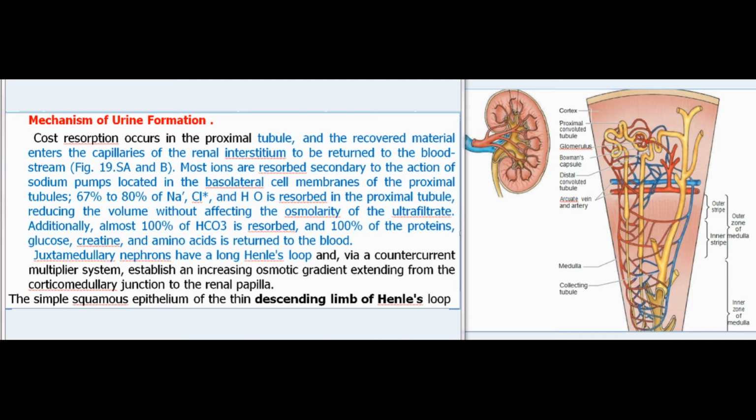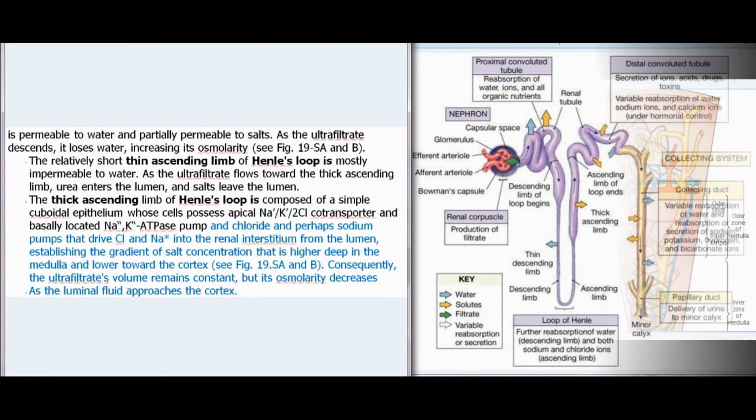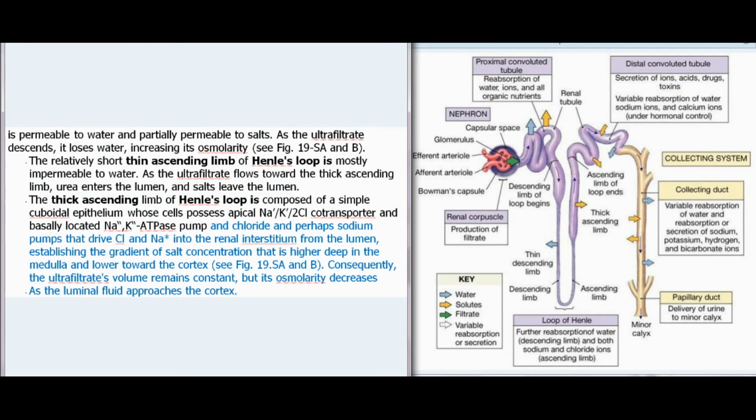The simple squamous epithelium of the thin descending limb of Henle's loop is permeable to water and partially permeable to salts. As the ultrafiltrate descends, it loses water, increasing its osmolarity, see Fig 19.5a and b. The relatively short thin ascending limb of Henle's loop is mostly impermeable to water. As the ultrafiltrate flows toward the thick ascending limb, urea enters the lumen, and salts leave the lumen.